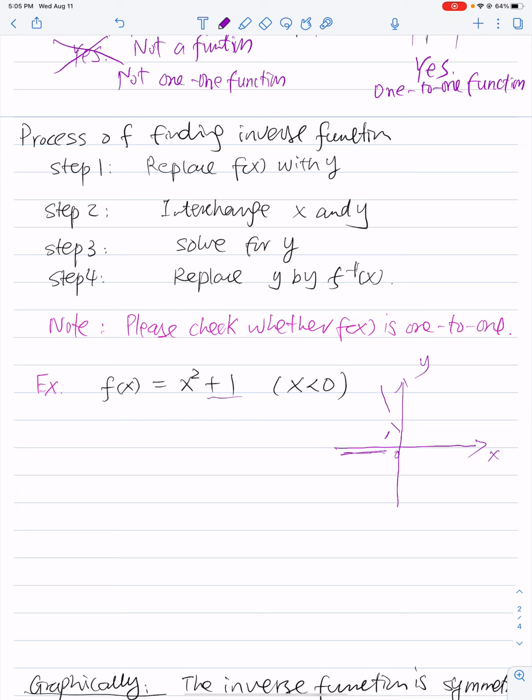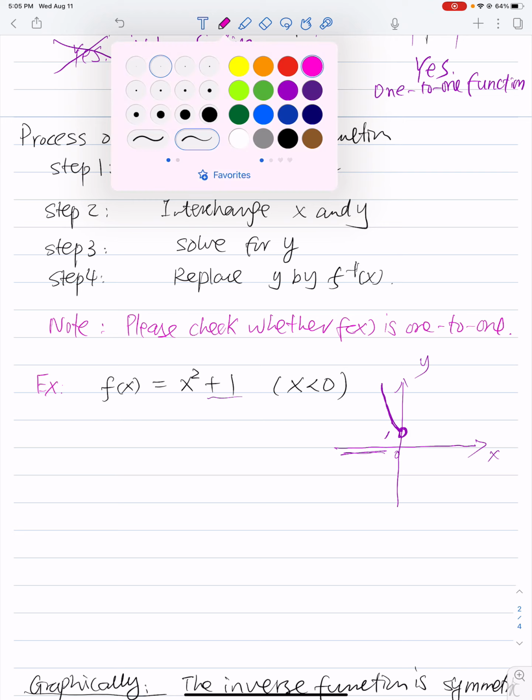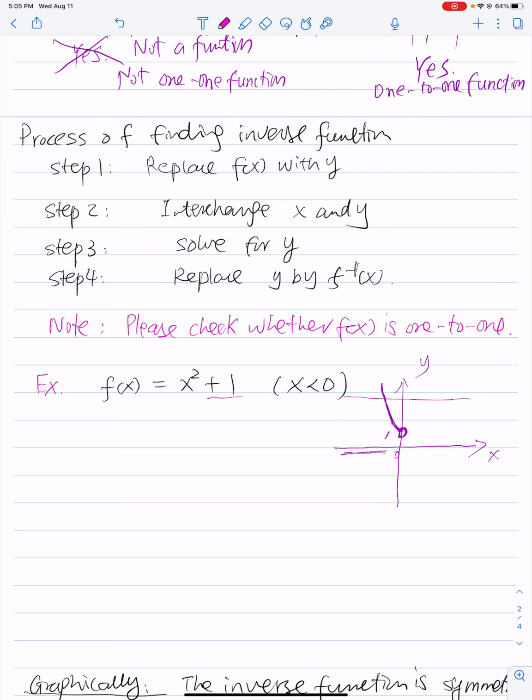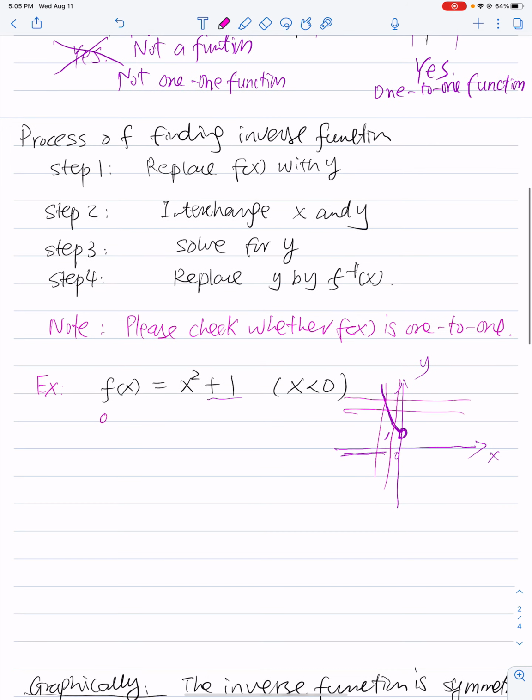So then you just remember, we only want half of the parabola. The other half disappeared. Here you only have an open circle because there is no equal sign. So we want to check, is this one-to-one? Yeah. Horizontal line test passed. Vertical line test passed. Okay, so this is one-to-one, so we can find the inverse function.